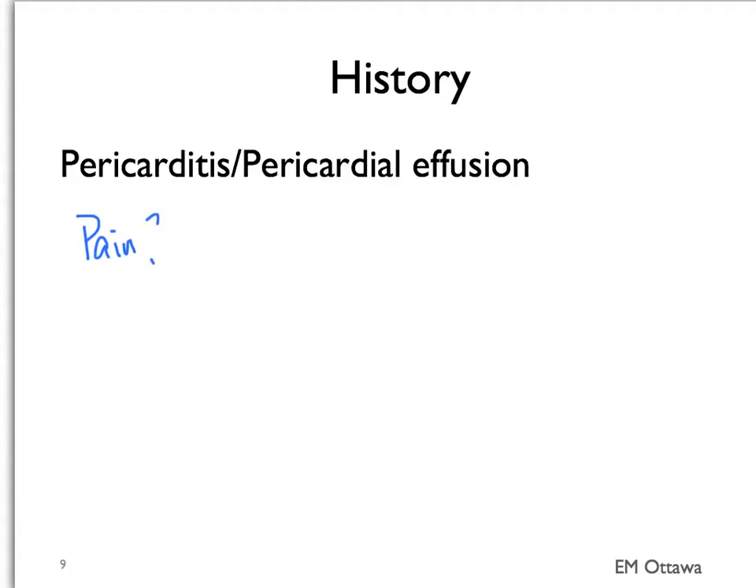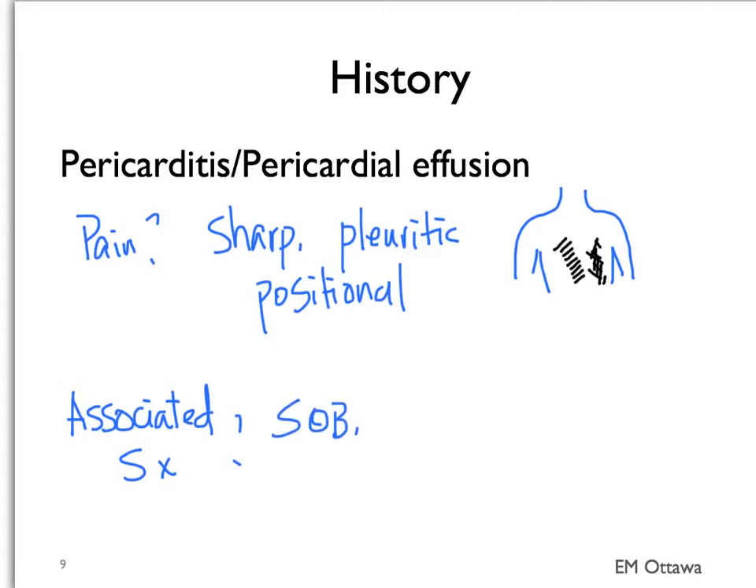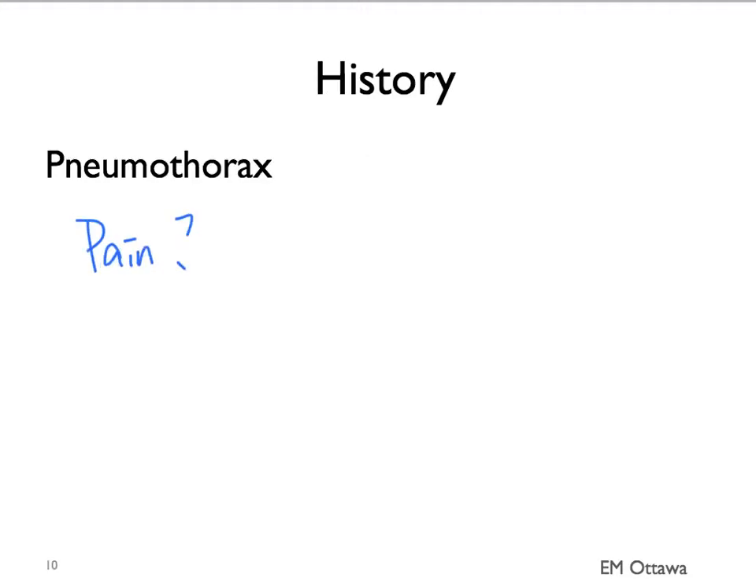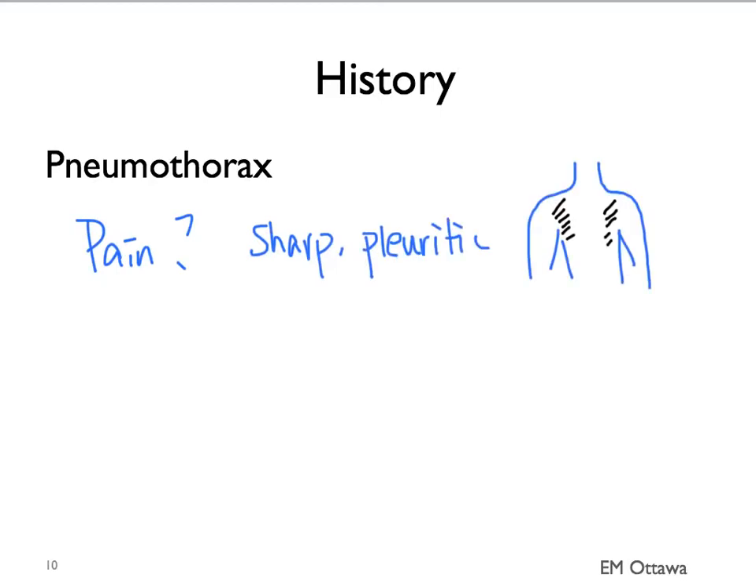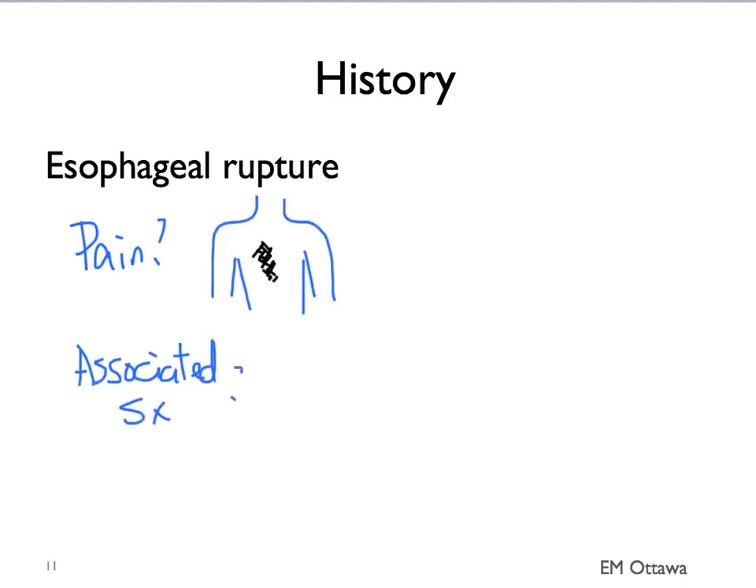For pericardial effusion and pericarditis, the pain is sharp, pleuritic, and changes with position. The pain is usually in the anterior chest, either central or the left side. It can be associated with shortness of breath and syncope. The pain for pneumothorax is sharp, pleuritic, and on either side of the chest. Associated symptoms will include shortness of breath based on the size of the pneumothorax. The pain for the esophageal rupture tends to be in the middle of the chest. Associated symptoms can include fever.